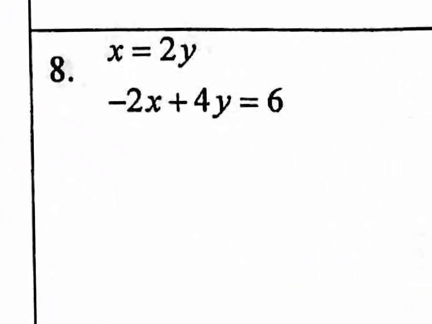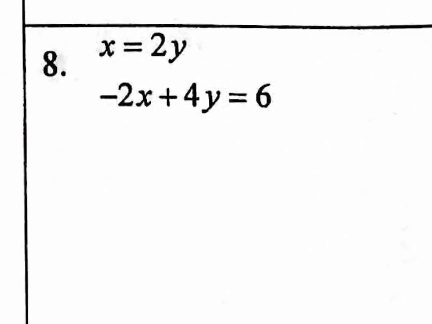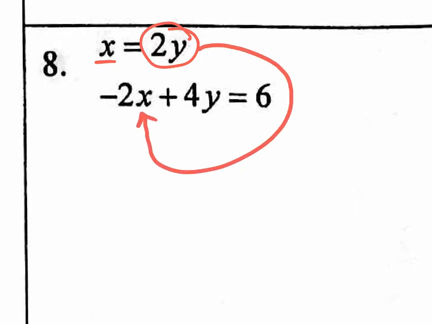Number 8. Which equation would you pick for step 1? The top equation or the bottom equation? Top one. Perfect. X is by itself. Let's get that variable expression of 2y plugged into the equation we have not used. And we're going to plug it into x because it says x equals. So 2y is going to go right in here.